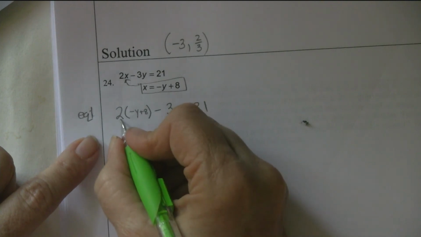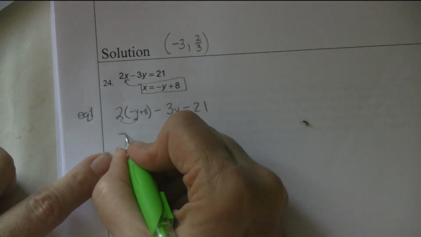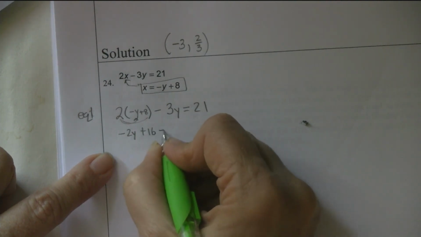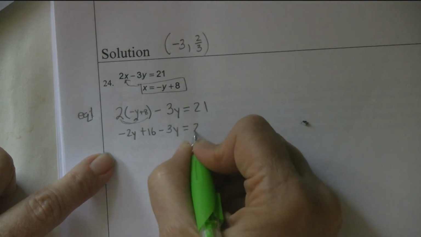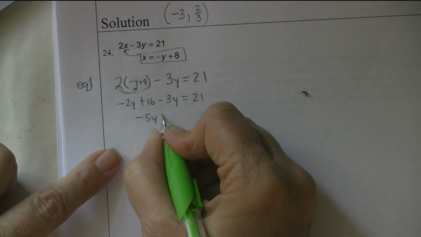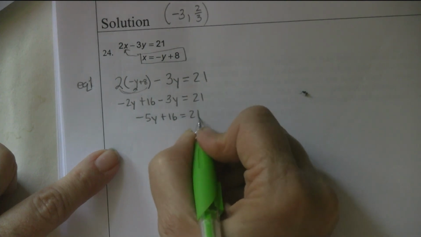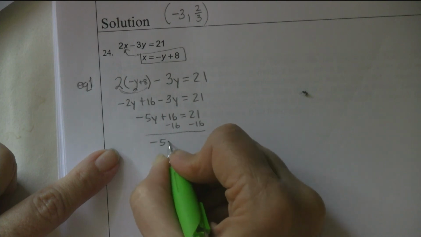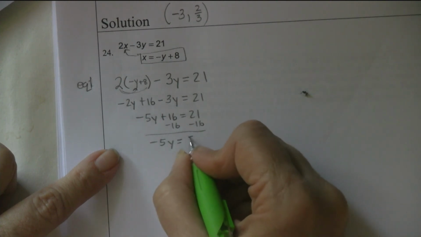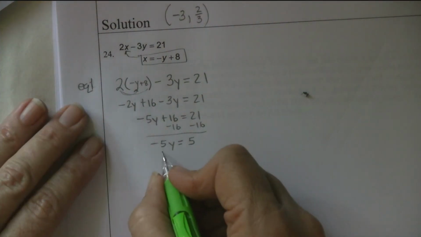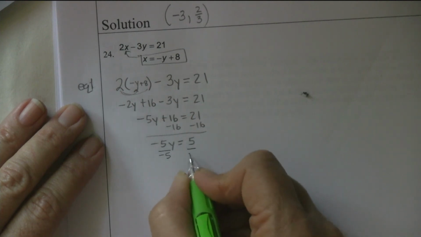Then you're going to use your distributive property and solve it normally. So that's -2y plus 16 minus 3y equals 21. So combining like terms, -5y plus 16 equals 21. Taking away 16 from both sides of the equation, -5y equals 5, right? And I think it's 5, and I'm going to check it with my calculator just to be sure. And it is 5, and I'm going to get -1 for y.